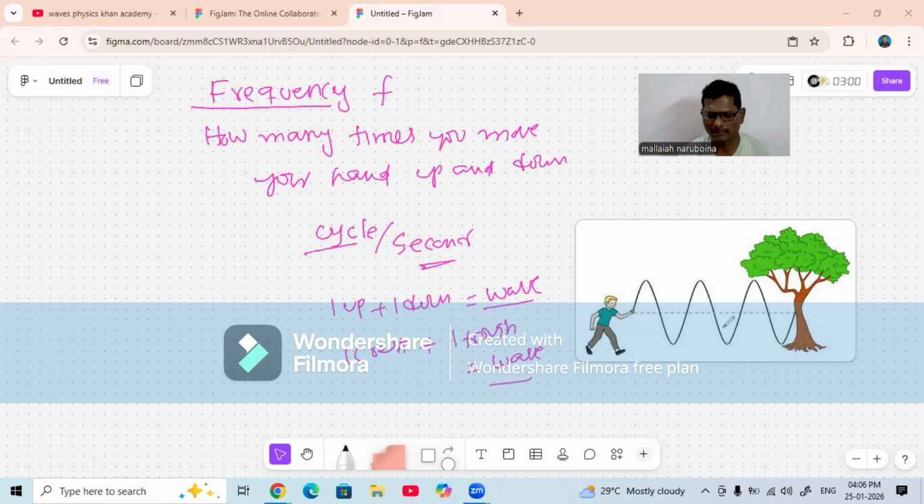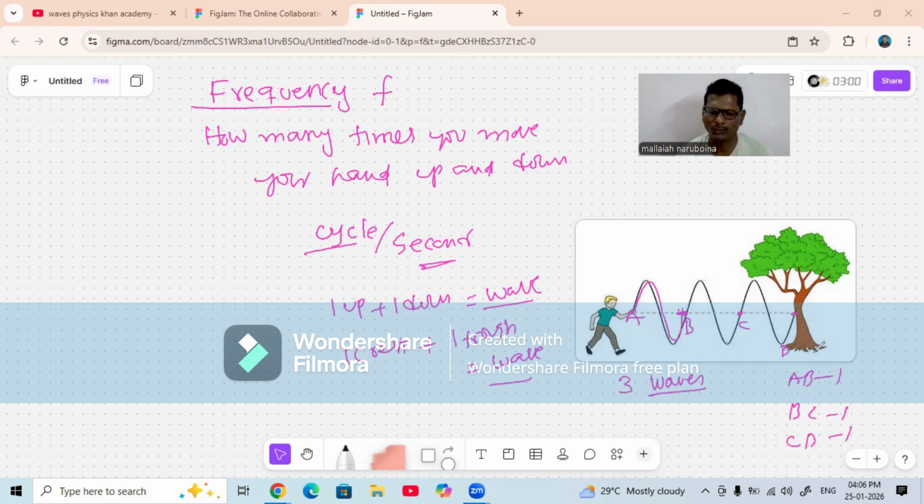In these diagrams, we can find frequency. Here how many cycles are made, or how many ups and downs are present. From A to B one wave, again from B to C another wave, from C to D one more wave. So here three waves are there, three repeated waves.